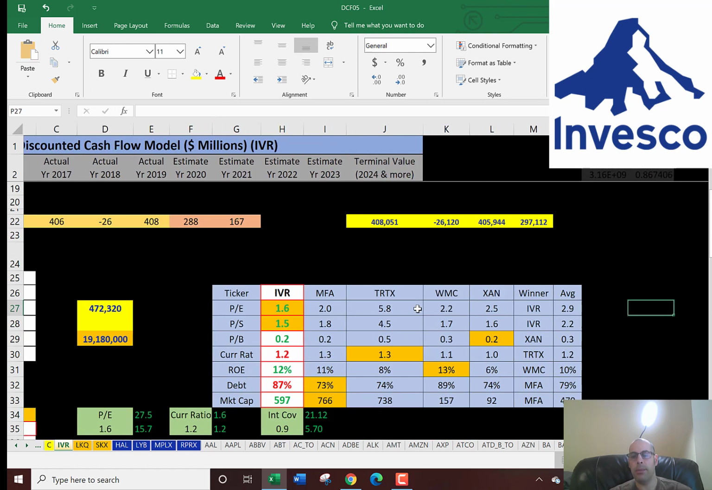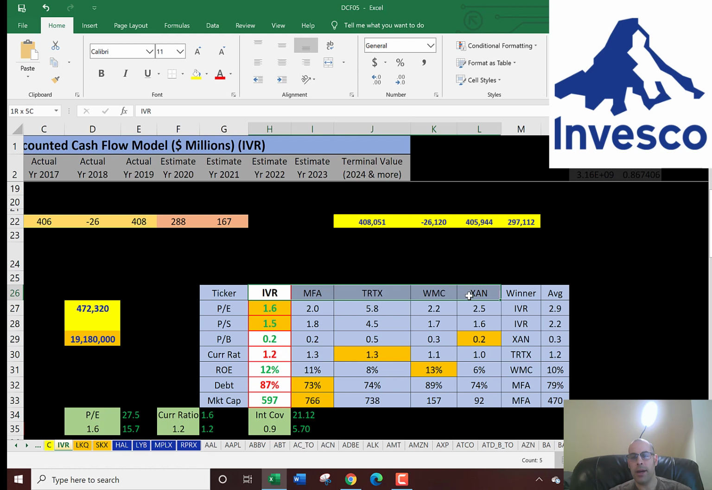Let's compare them to other mortgage REITs. So I have 5 mortgage REITs I've done videos for, and this is IVR Invesco right here. And if it's green, that means they're better than the average. If it's red, that means they're worse than the average. So PE, they're better than the average. Same thing with price of sales and price to book. Current ratio, they're a little worse than the average, but they're fine. 1.2 is a fine current ratio. 12% ROE, which is better than the average, although that's still kind of low. So I guess that the industry just has naturally low ROEs.